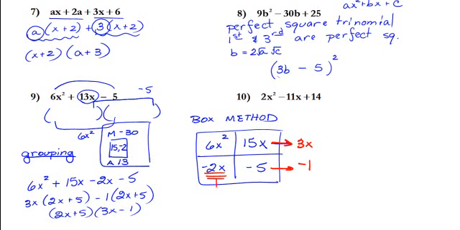Okay, columns. This column doesn't start with a negative, so I'm just going to pull out a positive 2x. This column also does not start with a negative, so then I will pull out just a positive 5. And there's your answer. Your expression factors into 3x minus 1 times 2x plus 5.